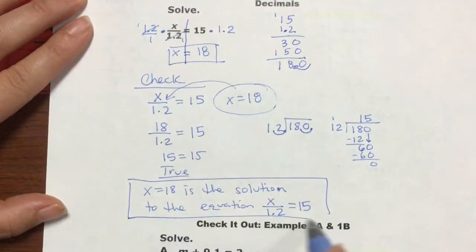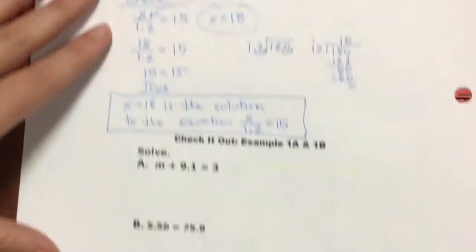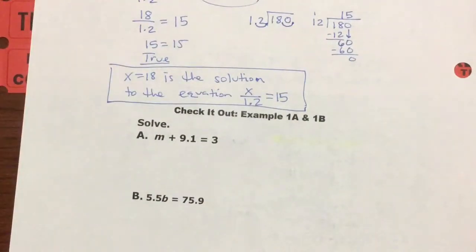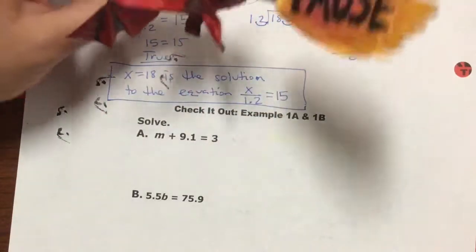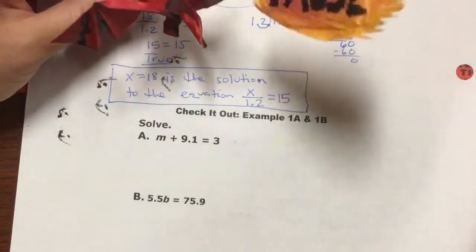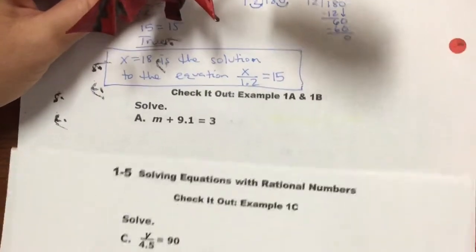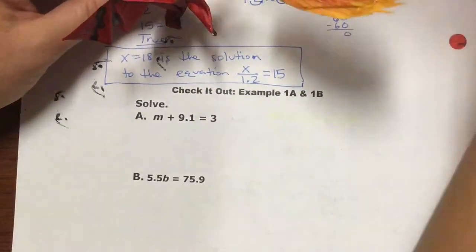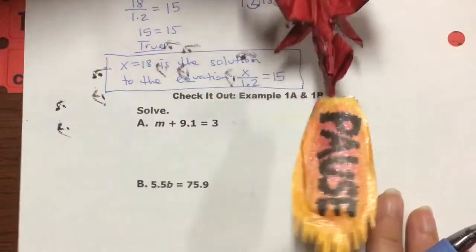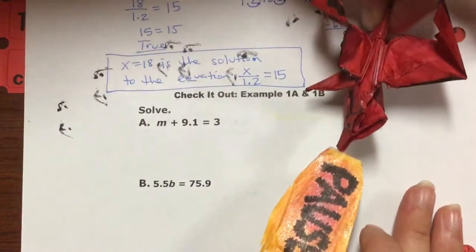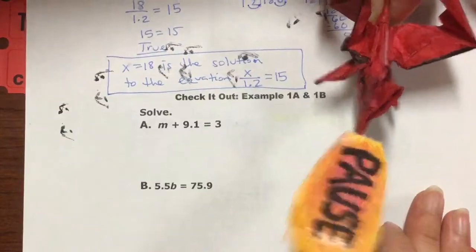All right. Now, it is that time. Okay, friends. Our friend is coming along. It is the pause dragon. It is now time to pause and work out. Check it out, example 1A, 1B, and 1C, okay? When you get done with those, go ahead and unpause and come back, and let's see if you got them right. All right, see you in a bit.